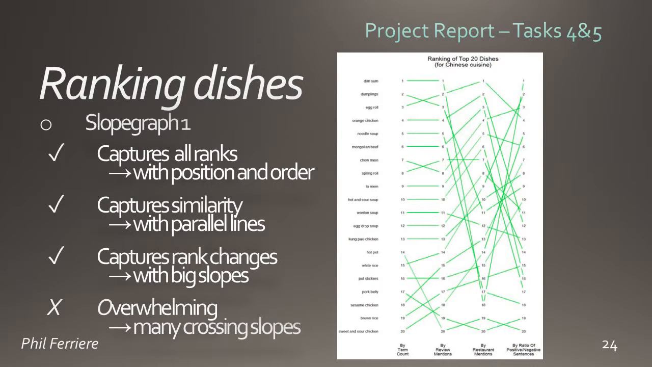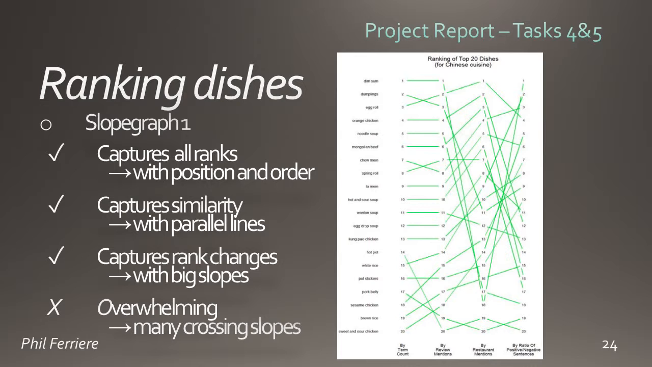It also captures similarity between rankings. The first 2 models resulted in almost identical rankings, and that is made visible by the many short parallel slopes between the first 2 vertical axes. It also does a good job at emphasizing major changes in ranking with long, sharp slope lines as we saw for dim sum. That being said, a large number of crossing slope lines can be overwhelming, so I tried a different approach.